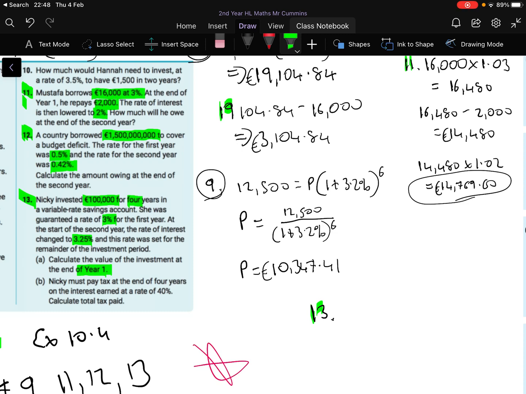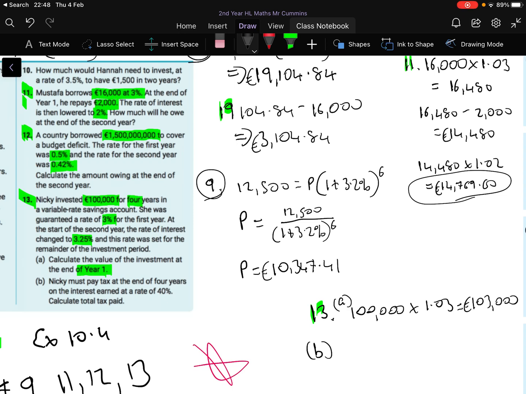So we'll do the first year first. We'll take the marks for part A first, right? So we have 100 grand, and we multiply that by 3%, so 1.03. And that's an easy calculation. That gives 103,000. That's your answer to part A. So there's part A done. That's how much it's going to be worth at the end of the first year. Then we'll use our formula after that, because we've 3 more years to worry about.